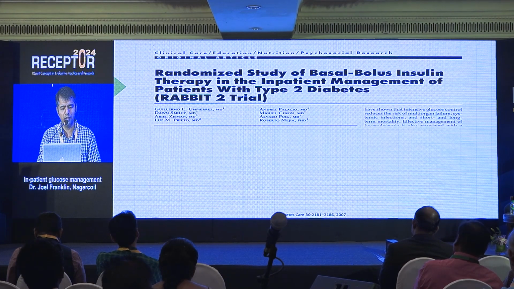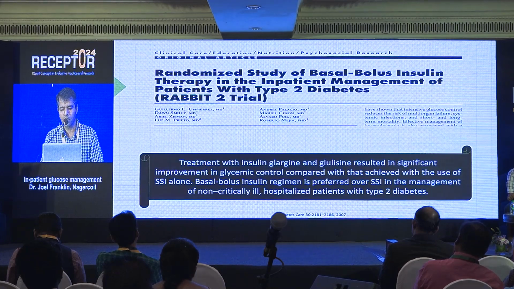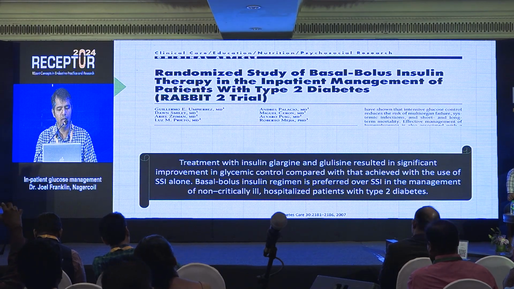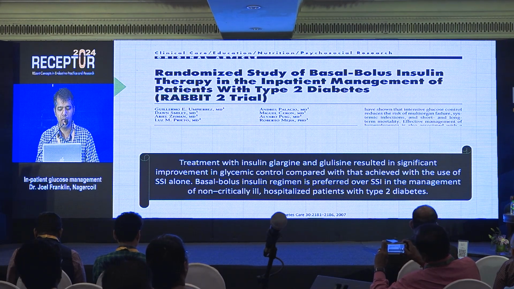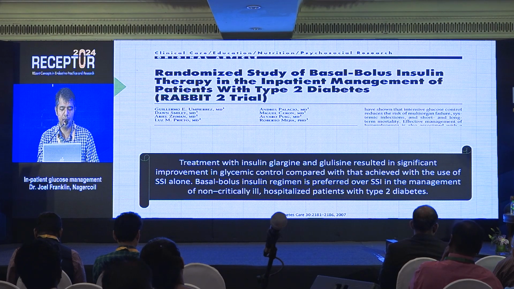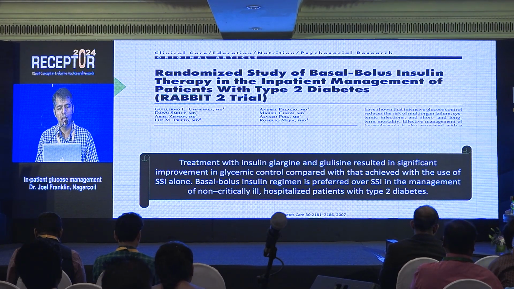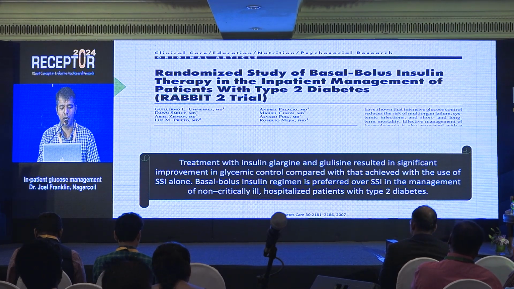So why is the basal bolus regimen recommended? It's based on various trials. This is one trial on non-critically ill patients, the RABBIT-2 trial, which concludes that treatment with insulin glargine and glulisine resulted in significant improvement in glycemic control compared with that achieved with the use of sliding scale insulin alone. So the basal bolus insulin regimen is preferred over sliding scale insulin in the management of non-critically ill hospitalized patients with type 2 diabetes. And there was another trial, the RABBIT-2 surgery trial, which was predominantly in surgical patients, and that study also concluded that a basal bolus regimen is preferred over sliding scale insulin.